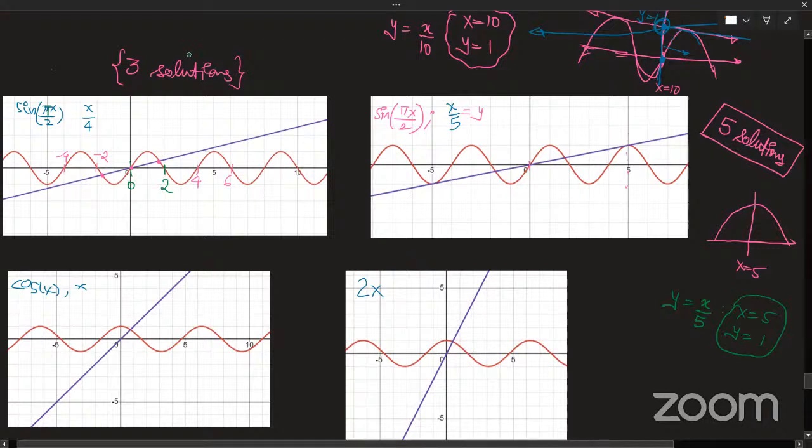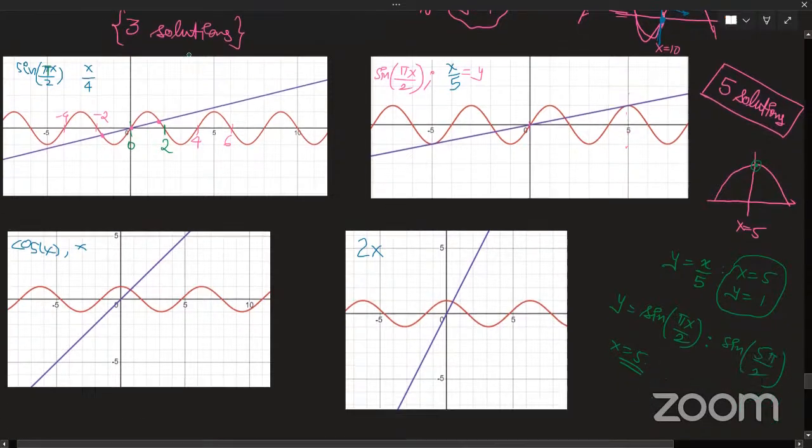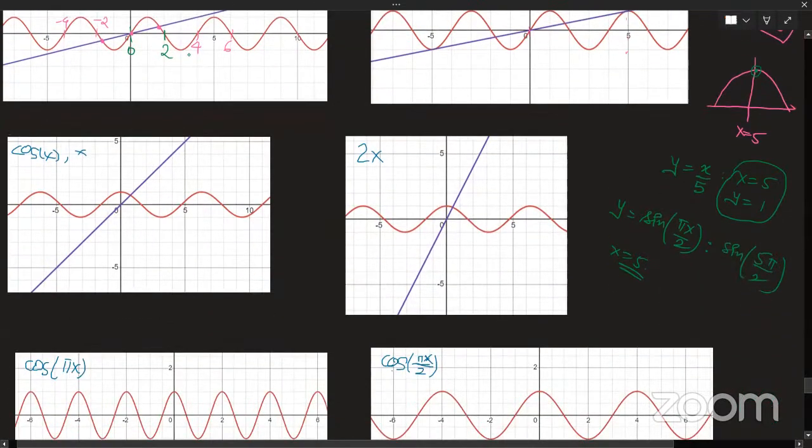this line is passing through 1. And what about my second curve? I have my second curve as y is equal to sine of pi x by 2. I am putting x is equal to 5 here, so can you tell me what is the value of sine of 5 pi by 2? Does anyone know the value of sine 5 pi by 2?